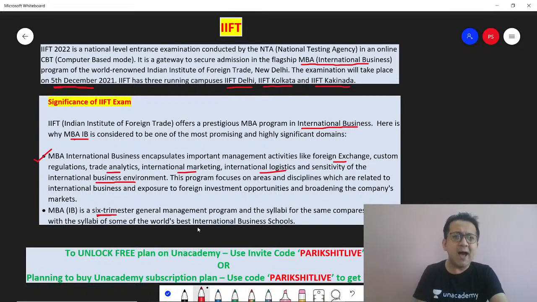Again, as I said, IIFT is considered to be amongst the best international business schools in the field of international business. Now, having known about the IIFT exam, do you need any prior knowledge to sit for an MBA in international business? No. But the answer is definitely terms like exports and imports, currency depreciation versus appreciation.